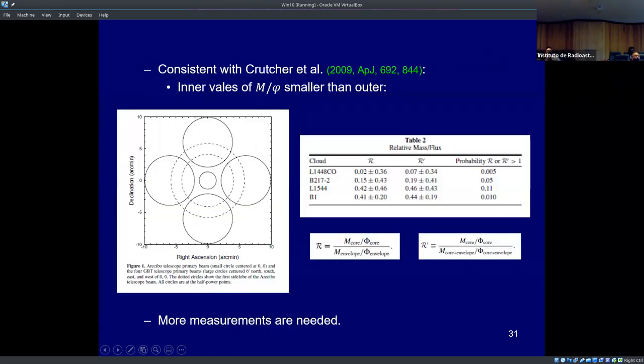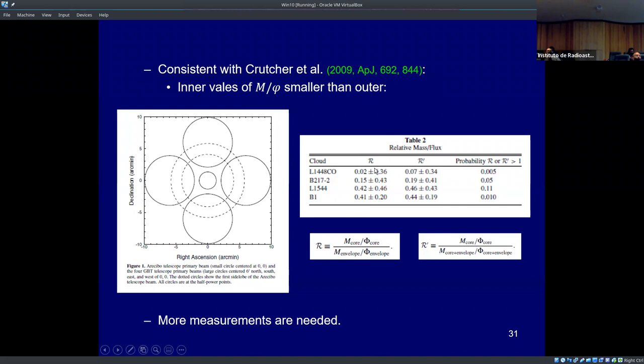Okay. And this is consistent with the result by Dick Crutcher and his collaborators in 2009, where they did look at the variation of the mass-to-flux ratio between a central core and its envelopes. Of course, they did find that these R's are essentially the ratio of the core mass-to-flux ratio to the envelope mass-to-flux ratio. And this is a similar one.